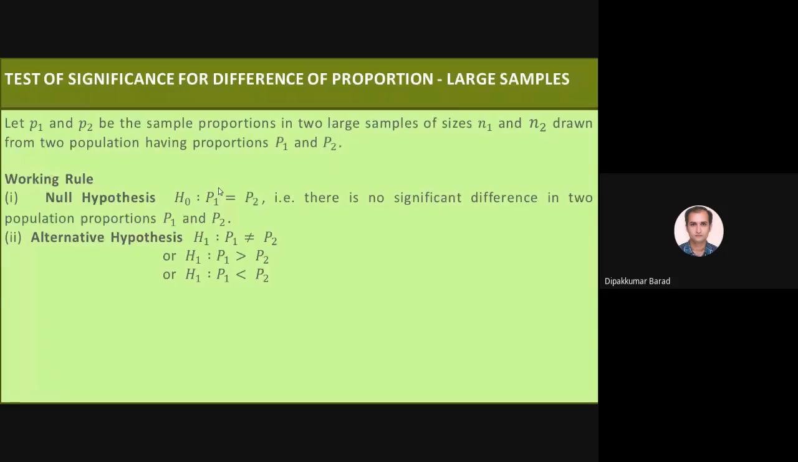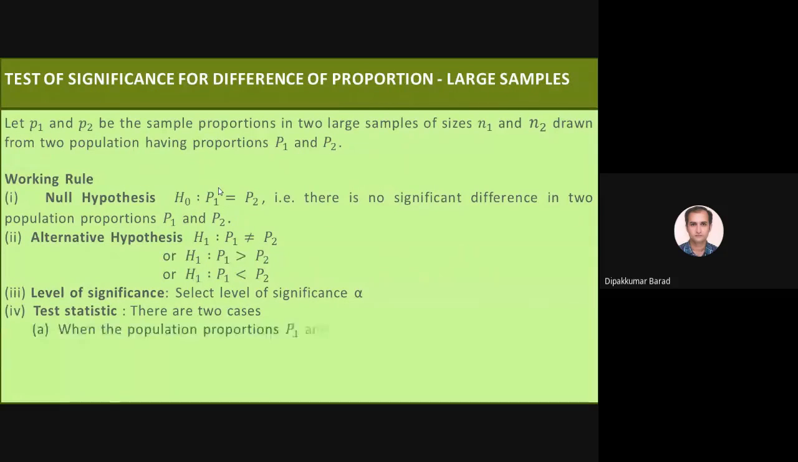Once we set the alternative hypothesis, now the level of significance, which is alpha, whatever is given in the example. And then the test statistic. Here there are two cases for the test statistic. First, when the population proportions capital P1 and capital P2 are known, then the formula is Z equals capital P1 minus capital P2 upon under root of capital P1 into capital Q1 upon N1 plus capital P2 into capital Q2 upon N2. You have to remember this formula.